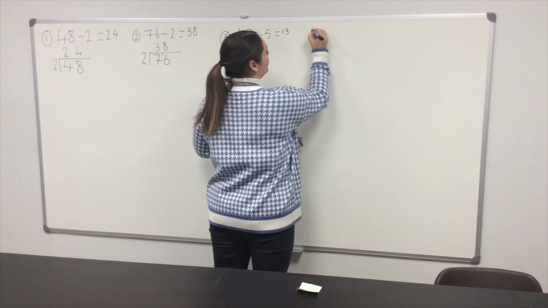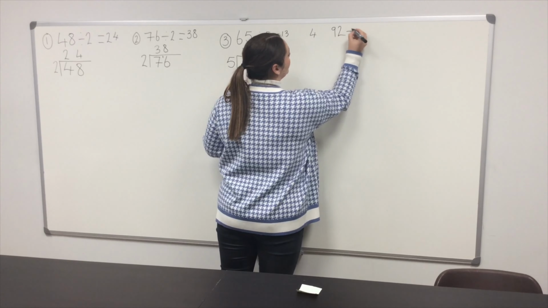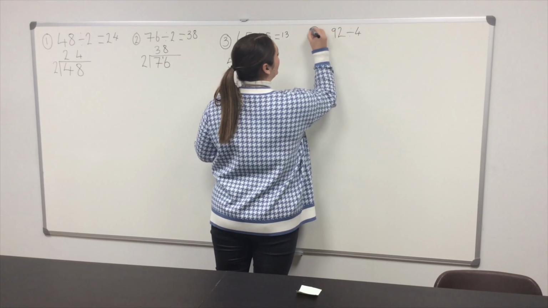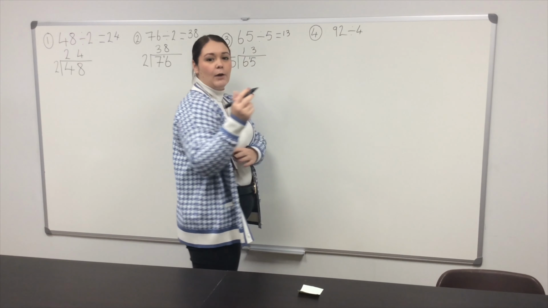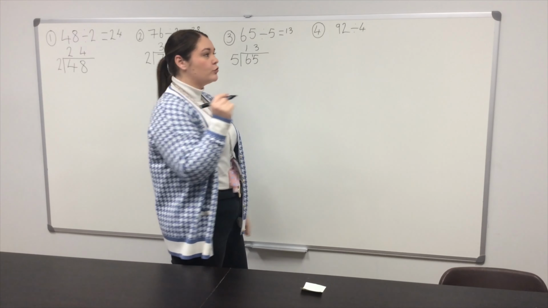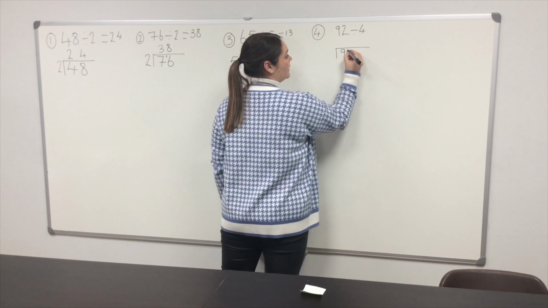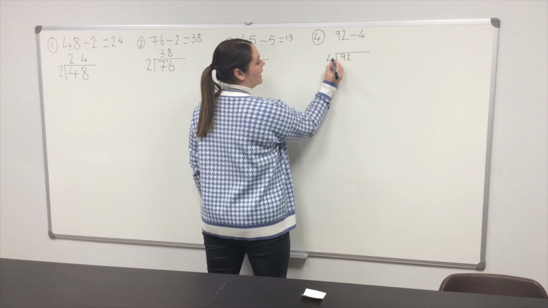Let's try 2 more, I think. So, question 4. 92 divided by 4. So you can see the bus stop method really helps us now. We're doing larger numbers. Because although I know my 4 times table, I'm not sure I'd be confident all the way up to 92. So, put your number into the bus stop. Put the number on the outside.